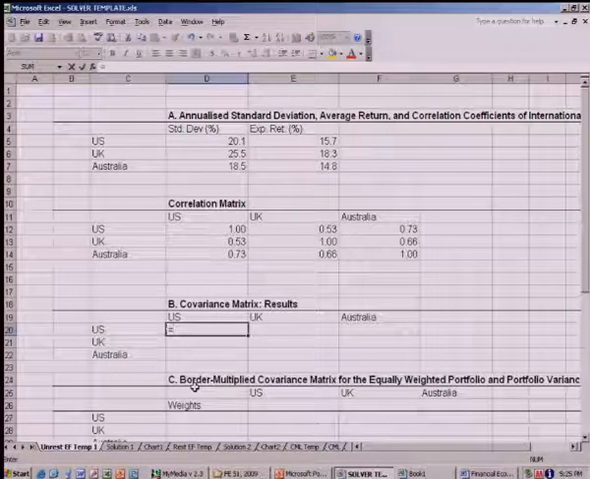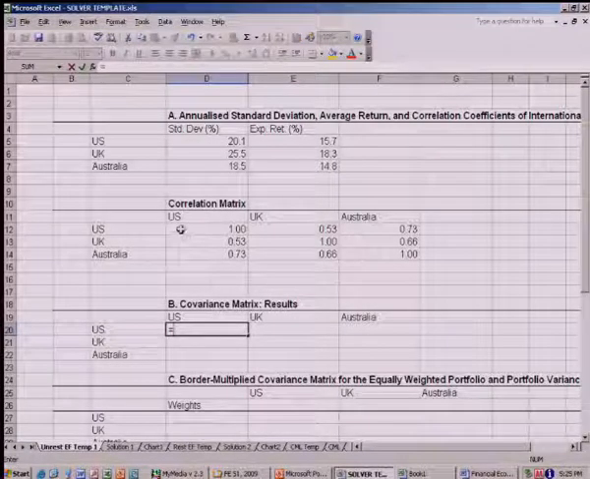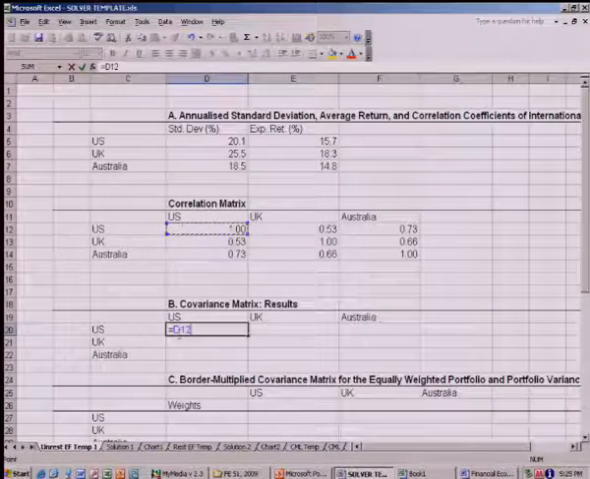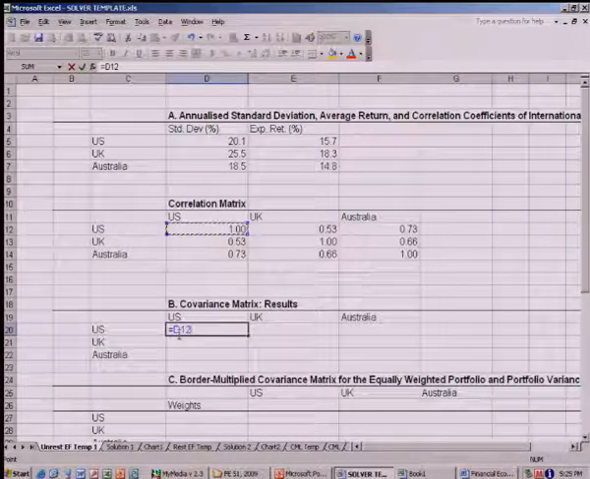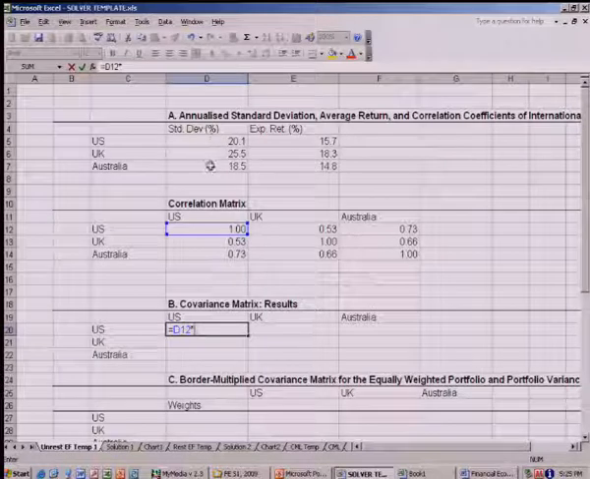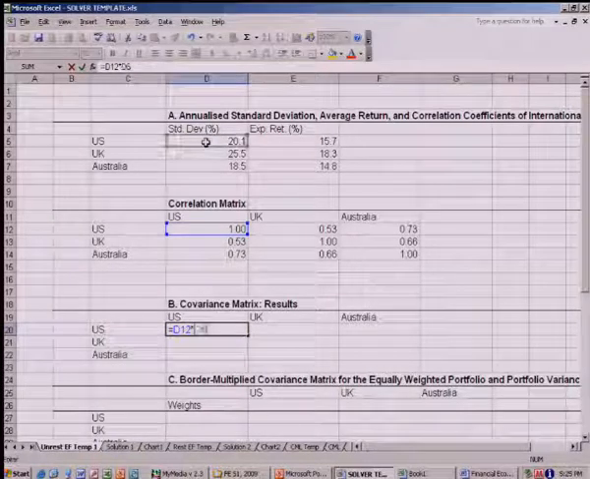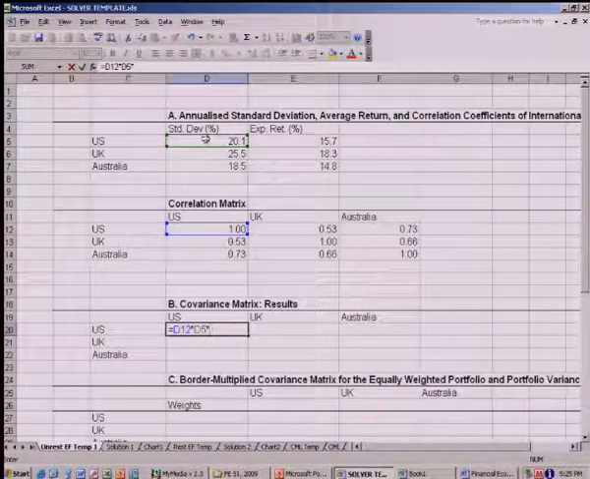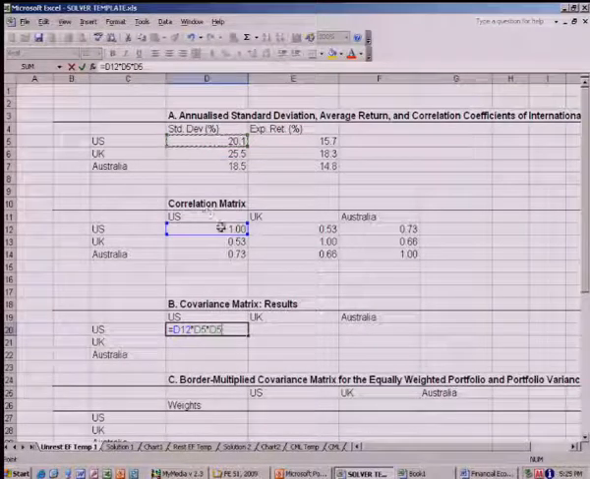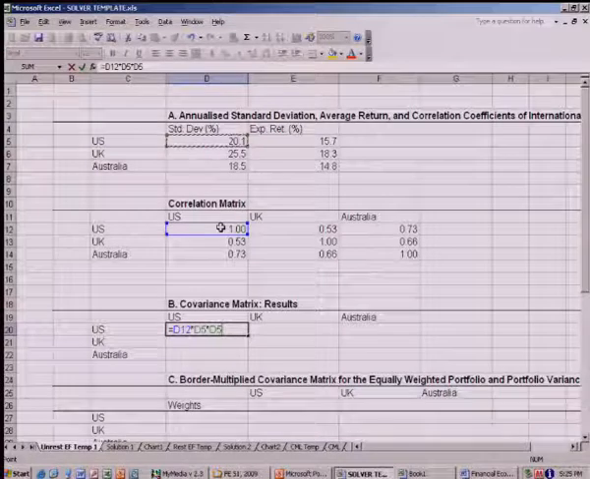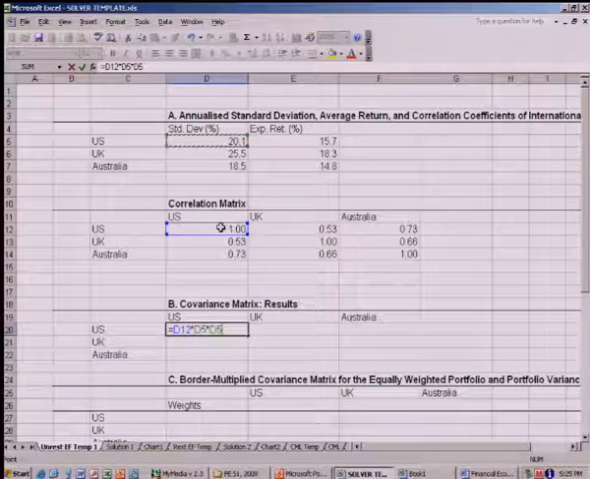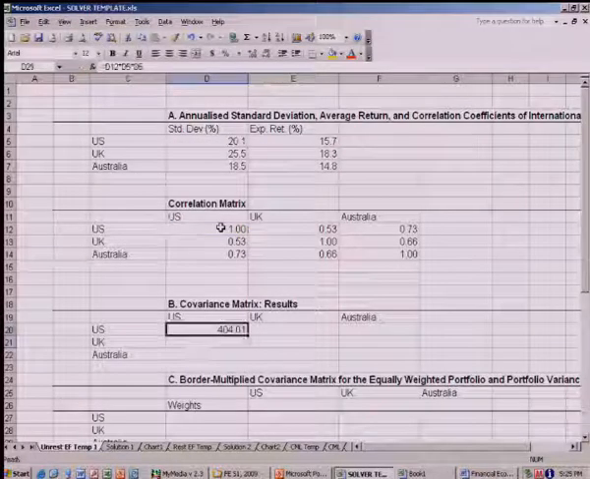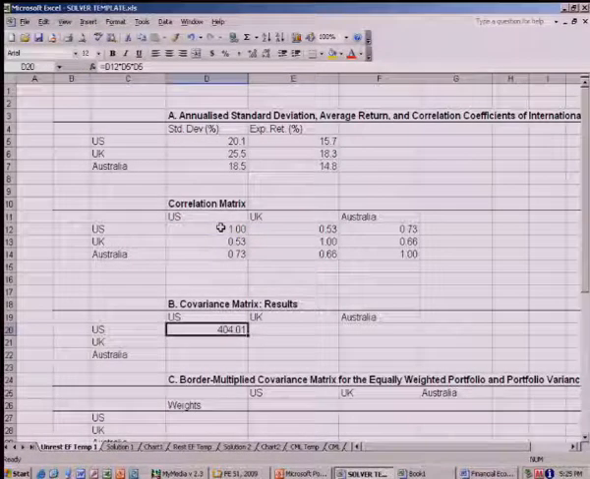So it's equal to the correlation coefficient, which I can find under the previous matrix. So in this case, it's 1 times the standard deviation on the US asset returns times the standard deviation on the returns of the US asset again, because we have the same asset returns that we need to calculate covariance for. And it should give me 404.